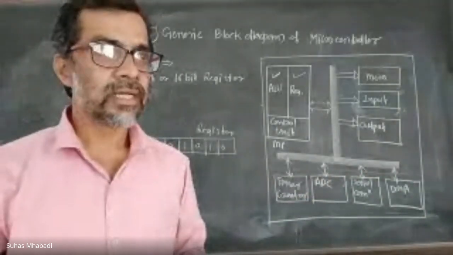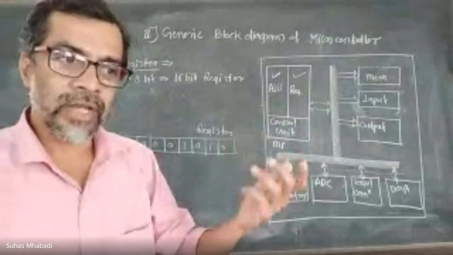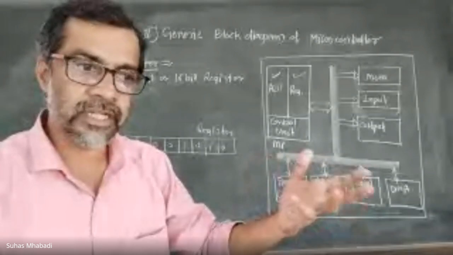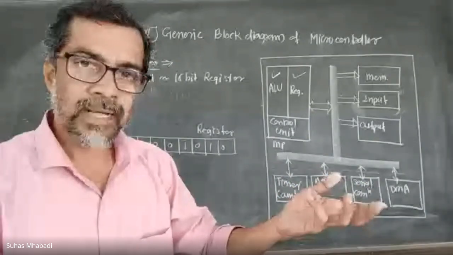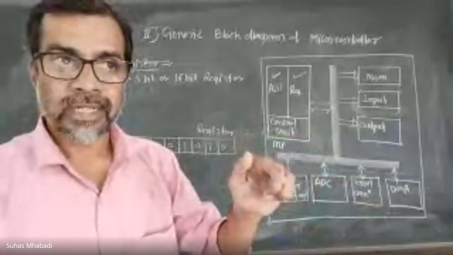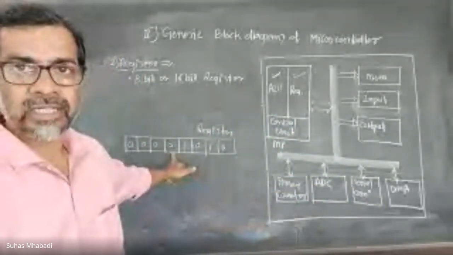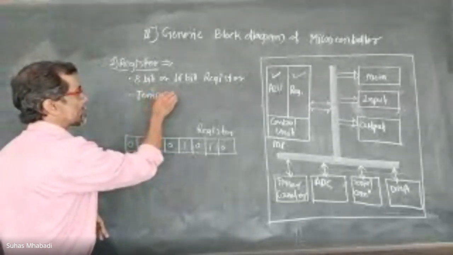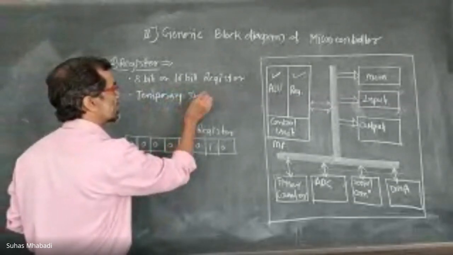Now, why are they used? These registers are used for a temporary purpose. Before I go for any computation process like mathematical addition, subtraction, multiplication, division, or logical operations like OR and AND, the data on which I want to perform the mathematical or logical operation must be stored somewhere. Somewhere means in the register. So they are being used for temporary storage of data.